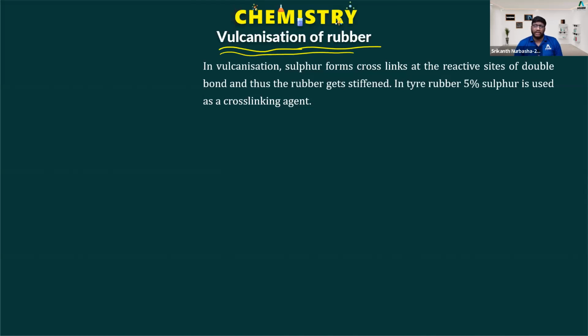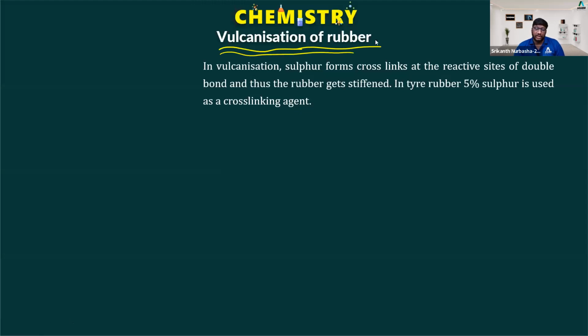So there are different properties: rubber becomes soft at high temperature, it has high water absorption capacity, and it is soluble in non-polar solvents. Because of all these properties of rubber, its usage has been reduced. So what we are going to do is control these properties by introducing some linkages in rubber. That is nothing but vulcanization of rubber.